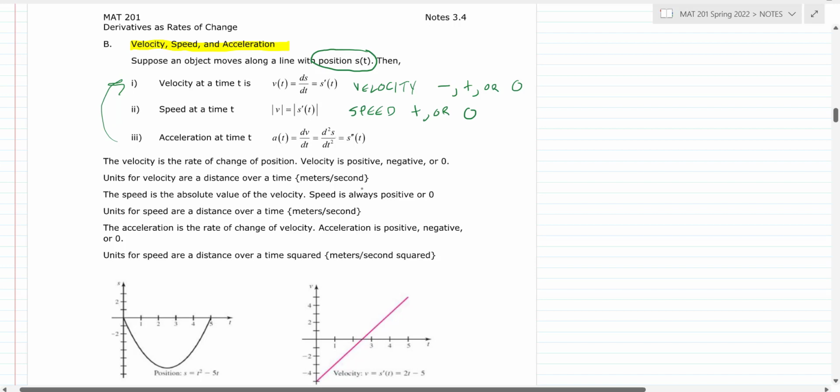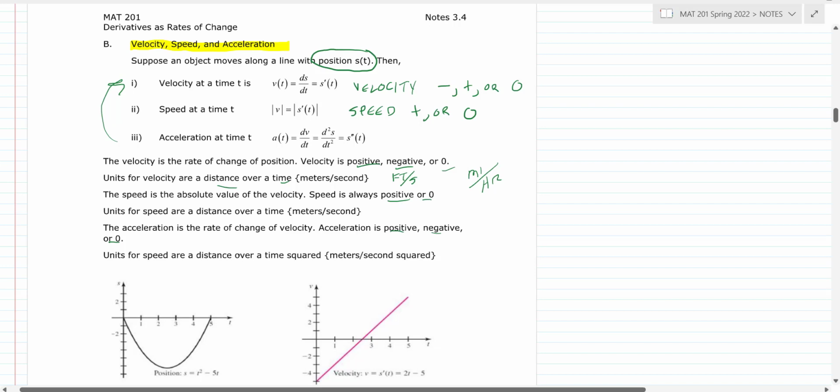Okay, so a couple of things on this. Velocity, like I said, is positive, negative, or zero. The units are distance over time, so that could be meters per second, feet per second, miles per hour, kilometers per hour, and so forth. Speed is the absolute value of velocity, so speed is positive or zero. And the units for speed are distance over time, meters per second again, just like velocity. Acceleration is the rate of change of velocity, so it can be positive, negative, or zero.